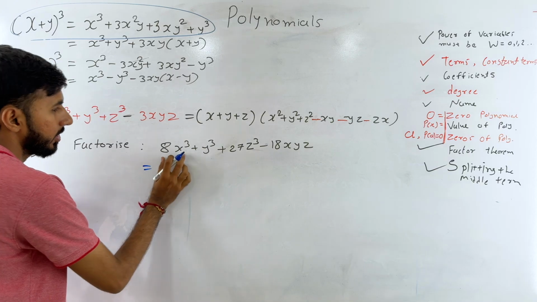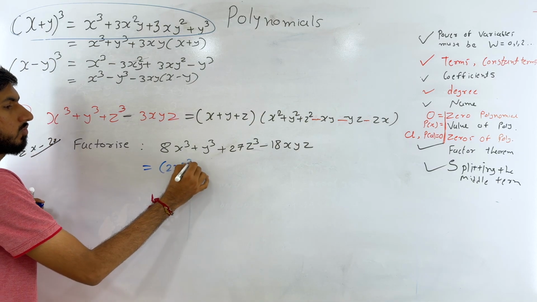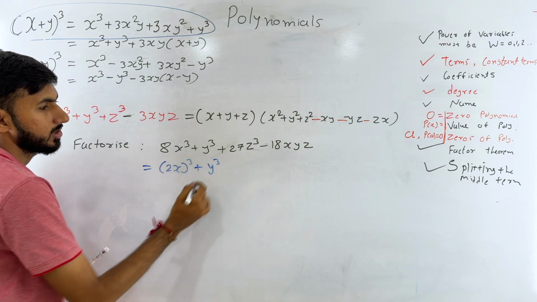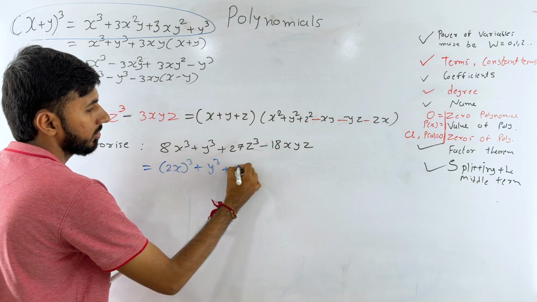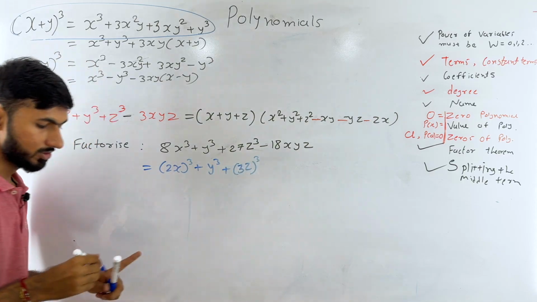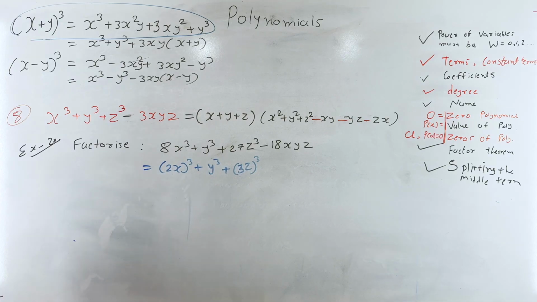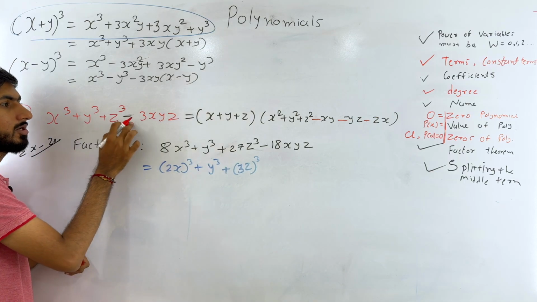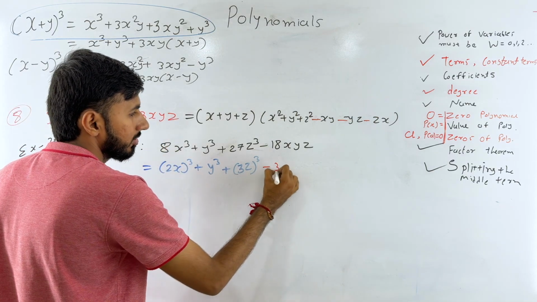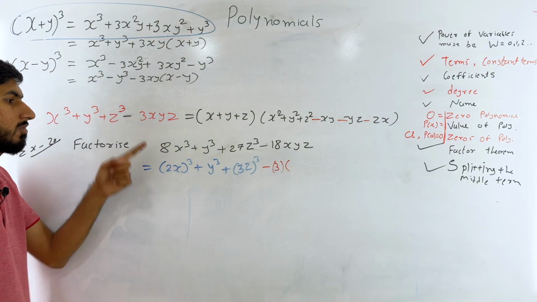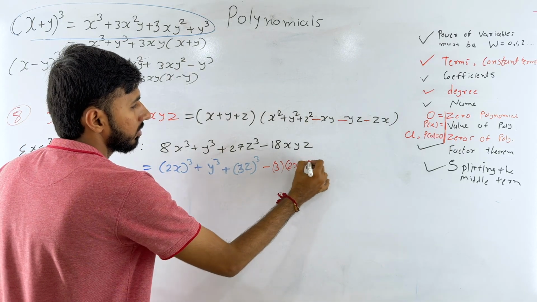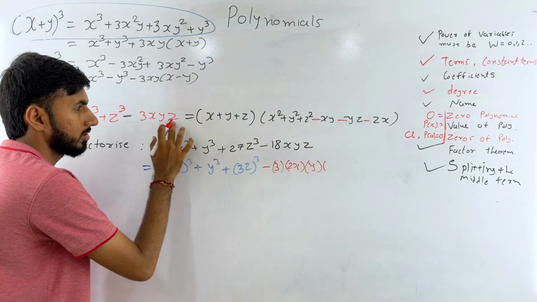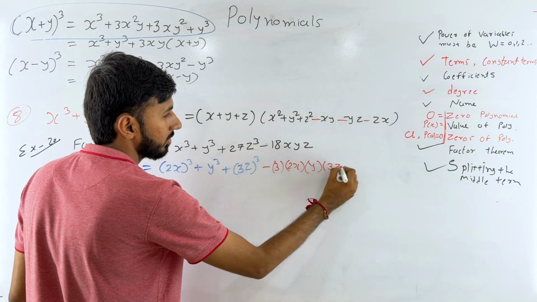Now 8x cube, that means I have to write (2x) whole cube as the first term. Then y cube, I don't have to change anything, y cube as it is. 27z cube means (3z) cube. Now minus 18xyz, in my identity I have minus 3xyz, so I write minus 3 as it is. Now x means the first term, which is 2x, so I write 2x. The second term is y only, so write y only. The third term is 3z, so write 3z here.